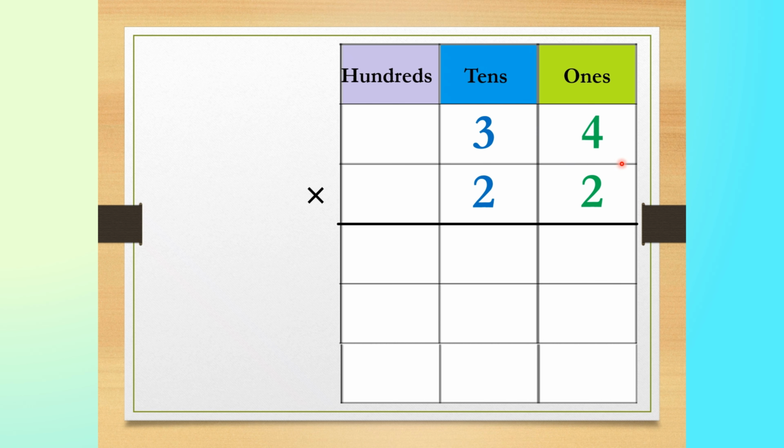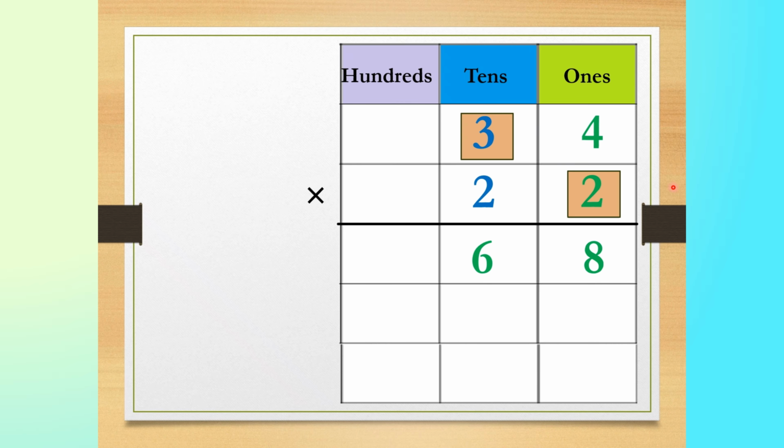First we start multiplying from the ones place. So 2 multiplied by 4 gives us 8. 2 multiplied by 3 is 6.